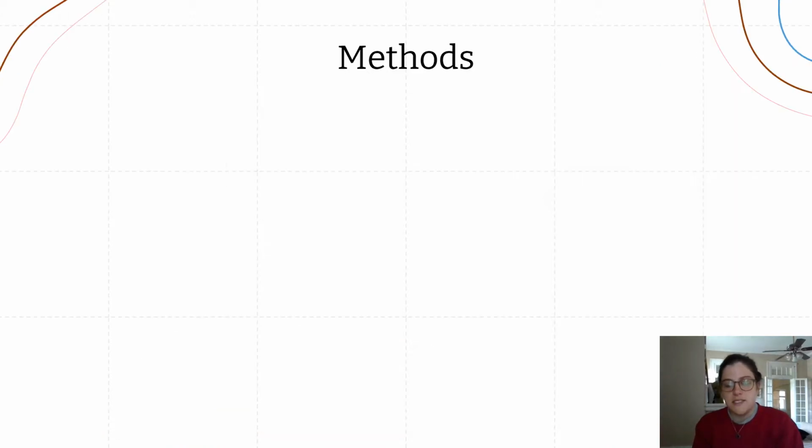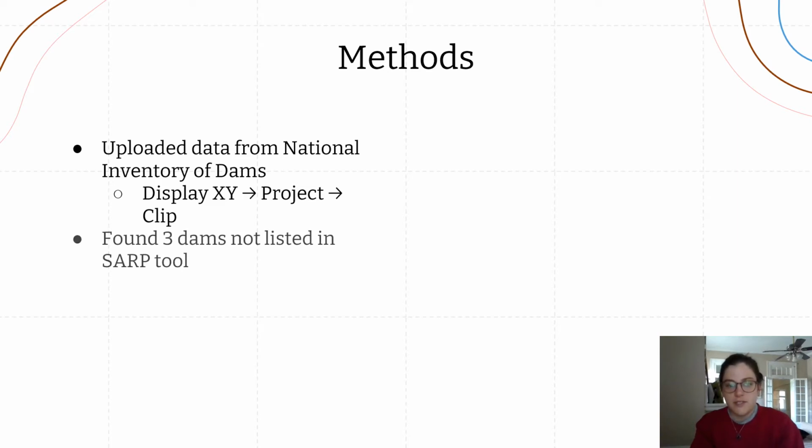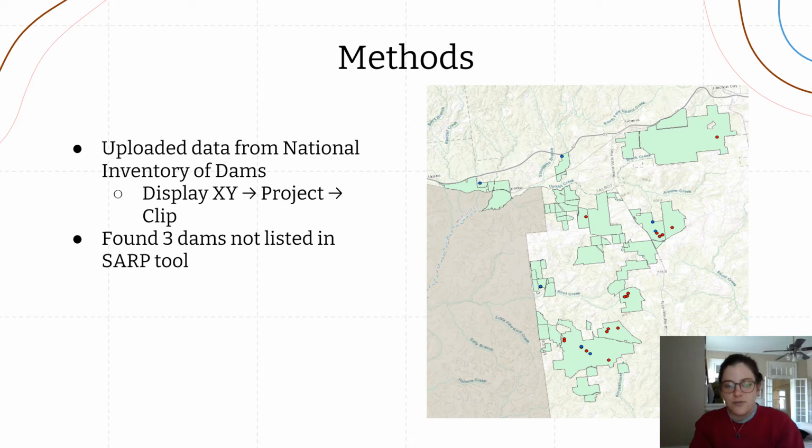So next I wanted to see if I could find some more data on dams. So I uploaded some data from the National Inventory of Dams, again using the Display XY, the project tool, and then I did a clip to again focus on the Nature Conservancy properties. And I actually found 3 dams that were not listed on the SARP tool. The NID dams are represented in blue here, and the SARP dams are represented in red. Some of them did overlap, but I actually found 3 that were not listed on the SARP tool.